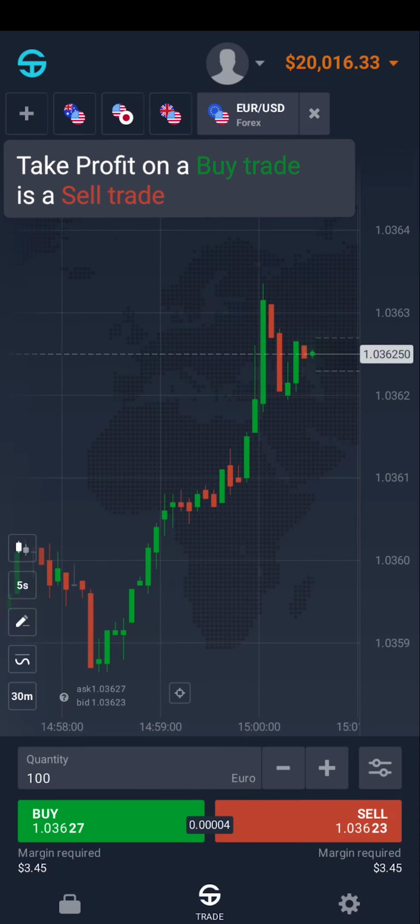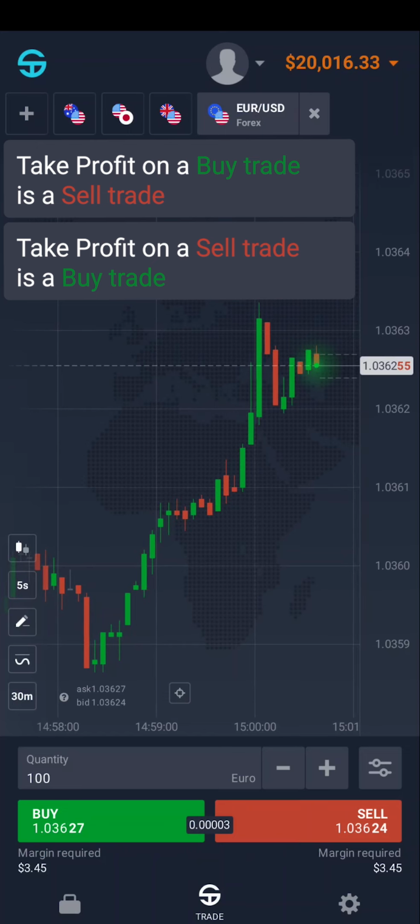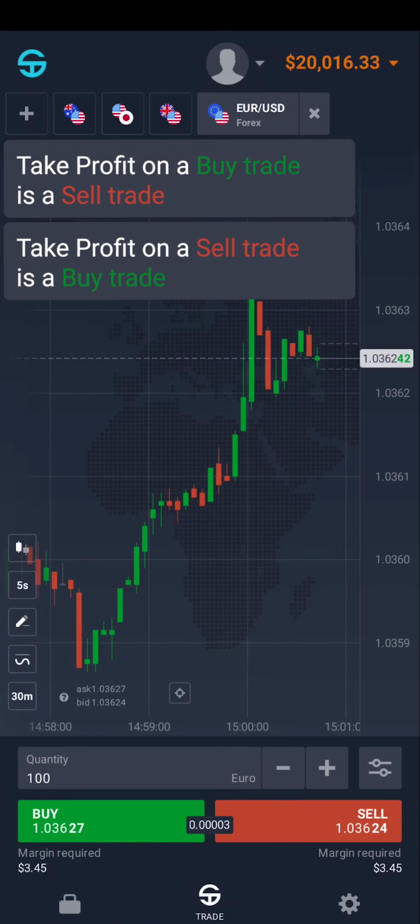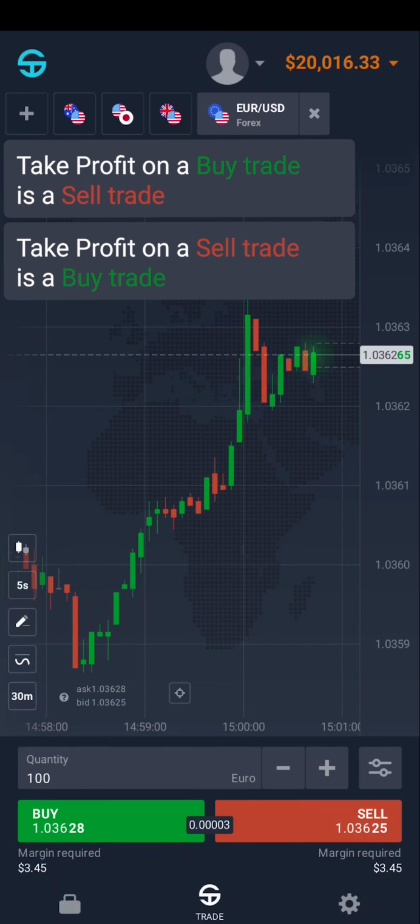If you had an open sell trade, the opposite would happen. Your stop loss would be triggered a little earlier since sell trades are closed by a buy order, which is executed at the ask price.